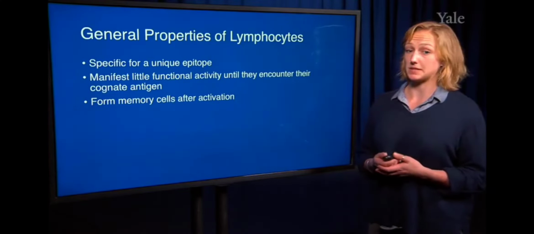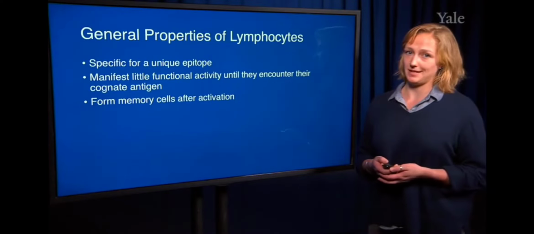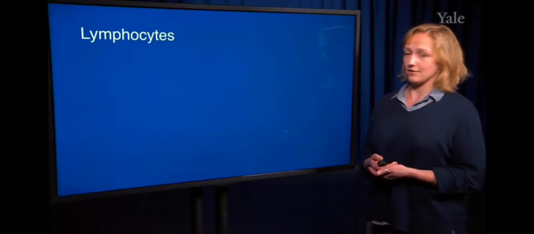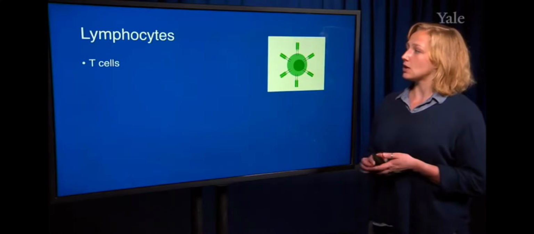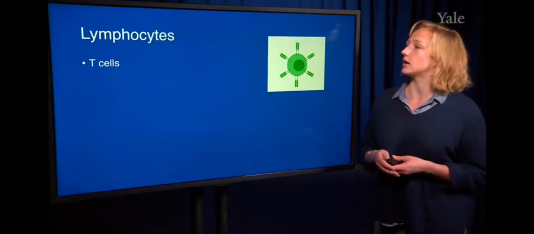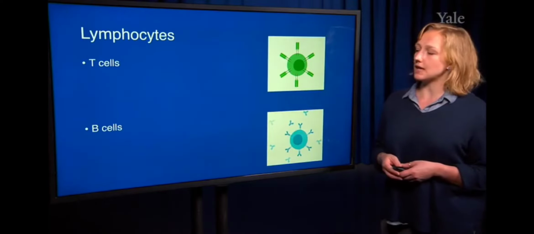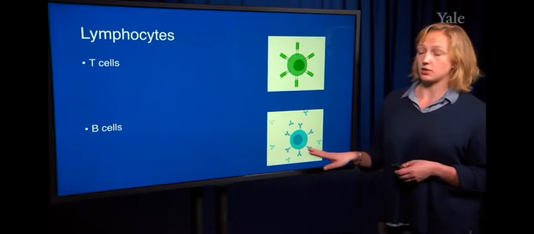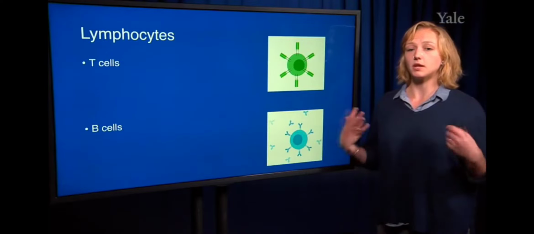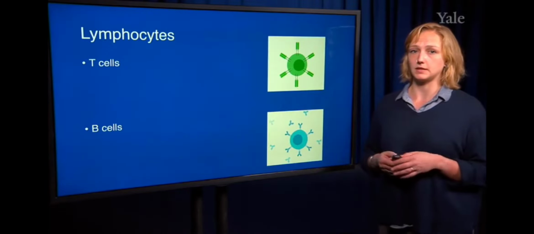Diving a little bit deeper into our two types of lymphocytes, we have our T cells, which look like this, where they have their T cell receptors on the surface of their cells. And we also have B cells, which have their receptors also on the surface of their cells, but they also secrete their receptors in a secreted form called antibodies.